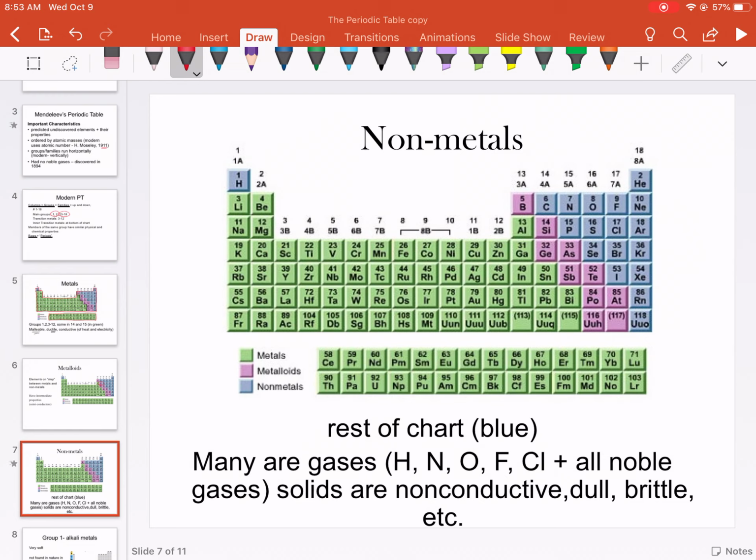Metals are all solids with the exception of mercury. So the rest of the metals are solids. Nonmetals can be solids, liquids, or gases. If they are solids, they tend to be non-conductive, dull, and brittle. Brittle, of course, means they're not malleable. If you hit them with a hammer, they're going to crack. They're not going to bend.